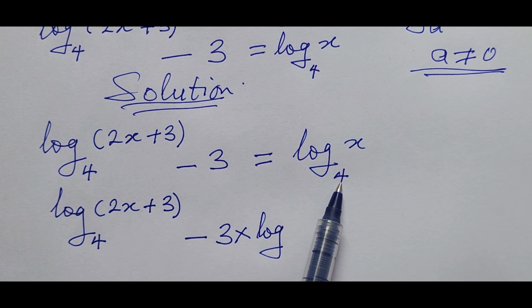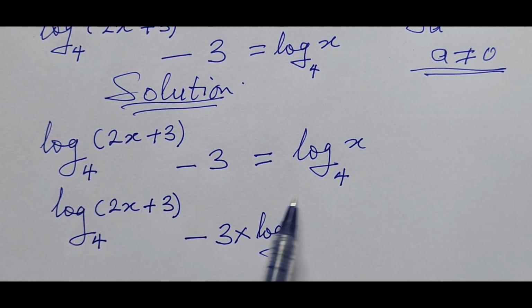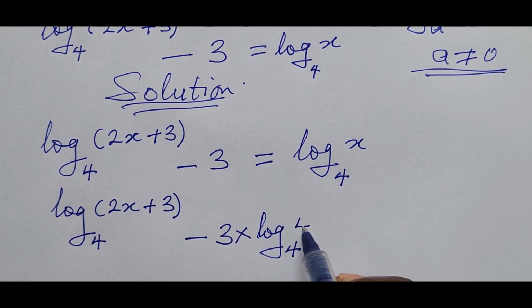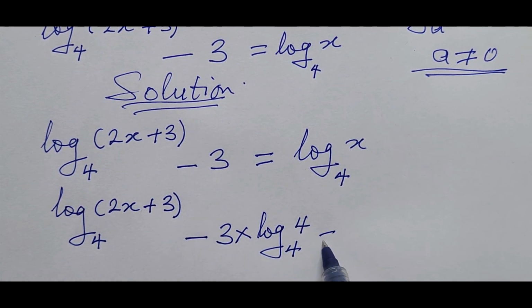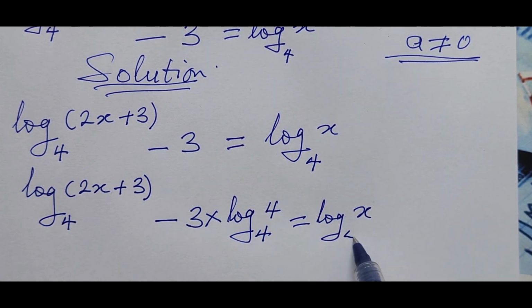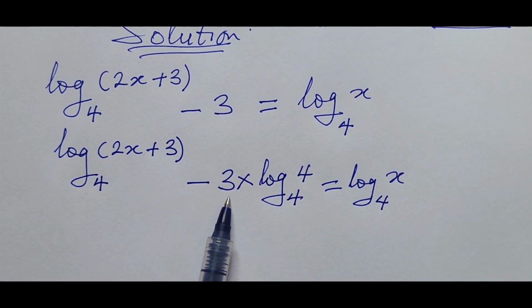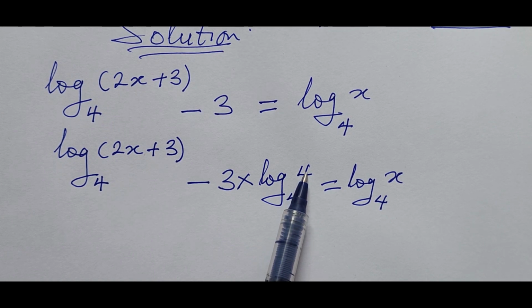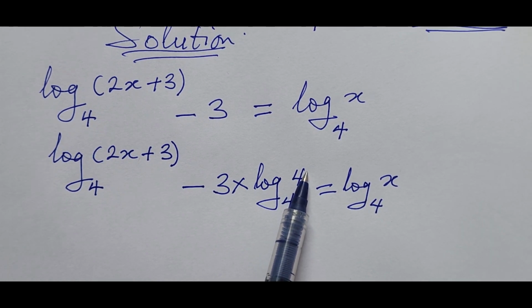We are dealing with base 4 here, right? So we have base 4, we have base 4. This is going to give us log 4 base 4 equal to log x base 4. So here we have this 3. We move this 3 to the power side of this equation.